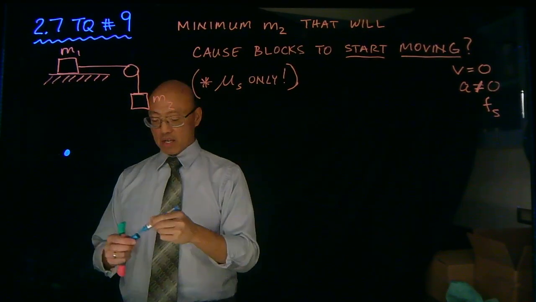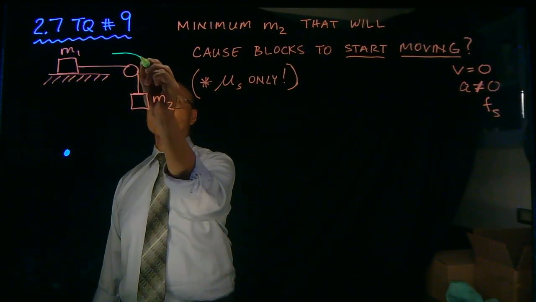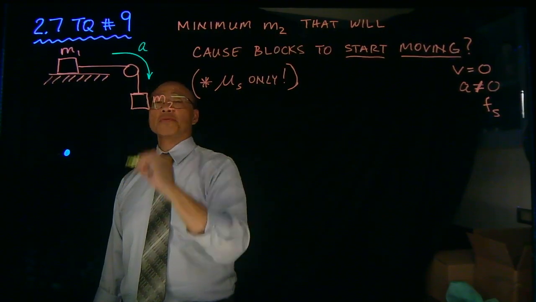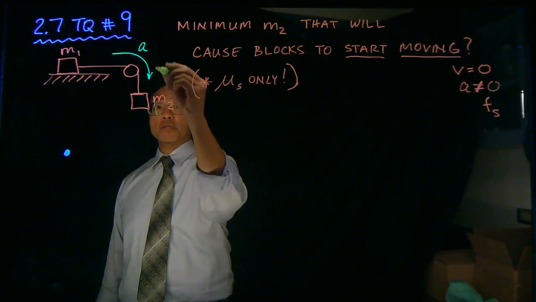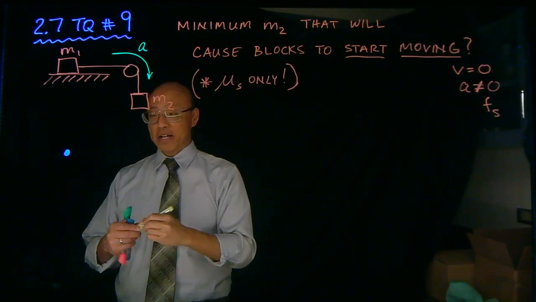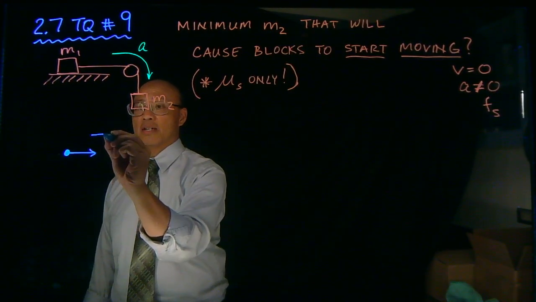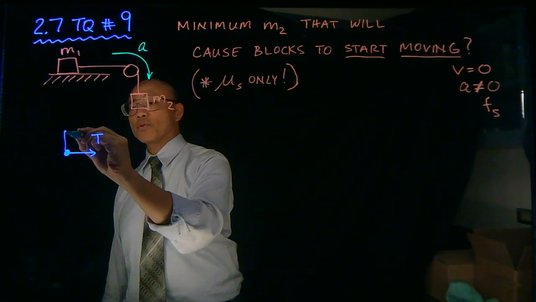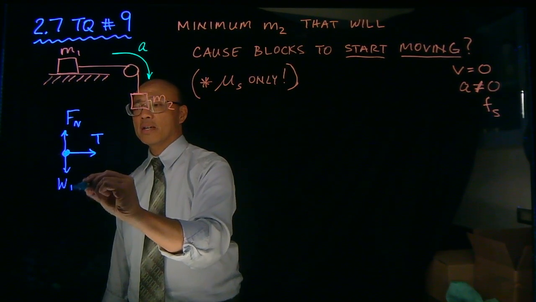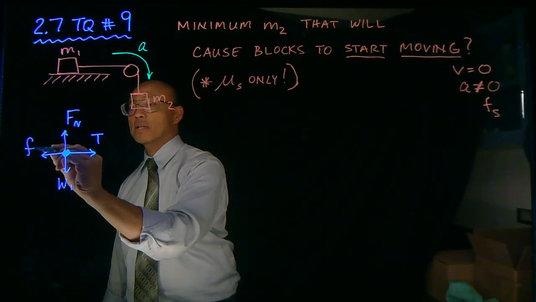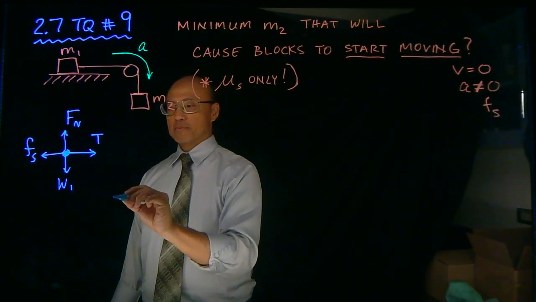Some things to help out when you're doing Atwood's machine. You want to remember that if it's going to accelerate, the acceleration's that way. So when this thing accelerates to the right, this thing accelerates down, right? If this is a positive acceleration, we have to think about that when we draw the free body diagrams. For M1, I've got a tension force this way. I have a normal force that way, and the weight of 1 this way, and then I've got static friction acting that way.